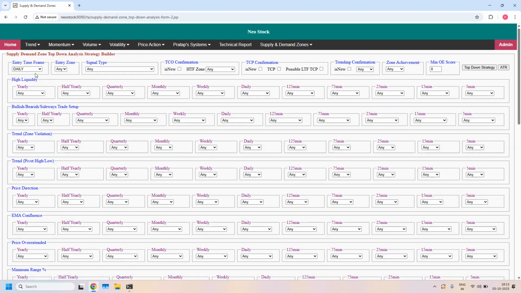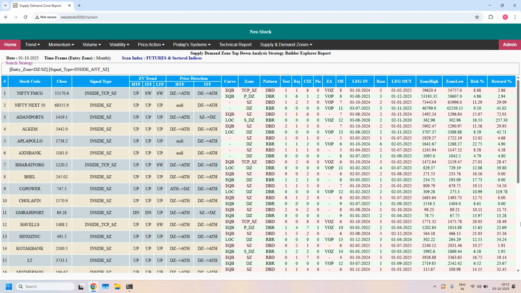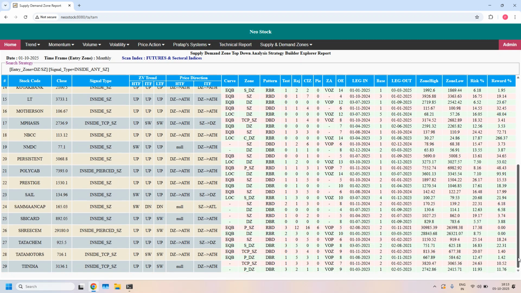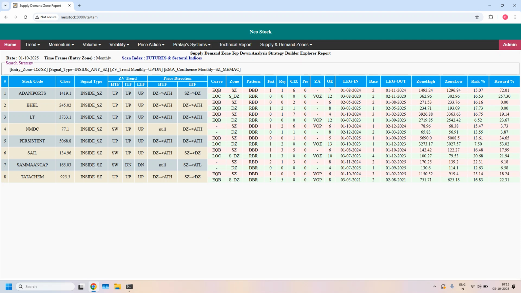Next, price closed inside the monthly supply zone. First 15 stocks in the list. Scrolling the list down. We got 29 stocks. We can further filter this list based on monthly supply zone having monthly EMA Confluence. And also trend on the monthly should not be sideways. We got 8 stocks.